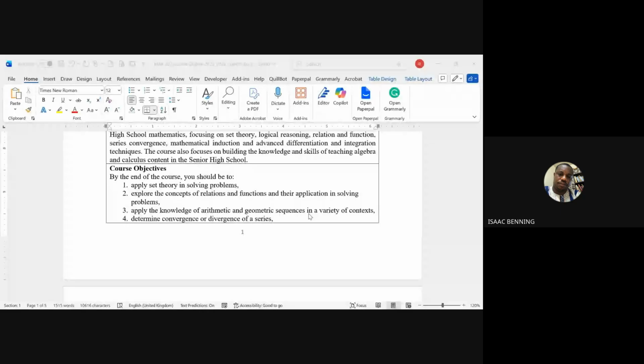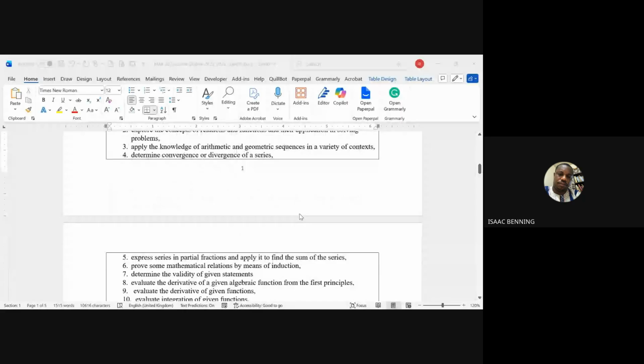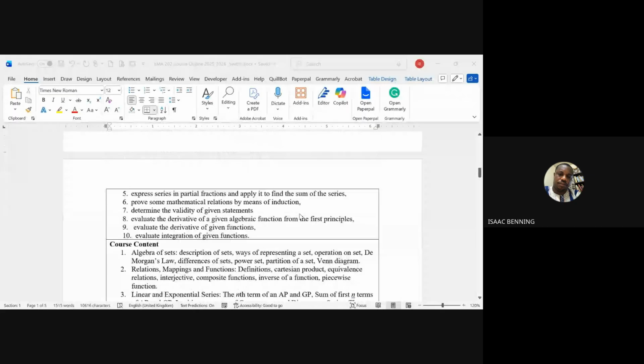You also apply the knowledge of arithmetic and geometric sequence in a variety of contexts, and we mean real-life contexts. You will also be able to determine convergence or divergence of a series. Objective number 5, you'll be able to express a series in a partial fraction and apply it to find the sum of the series.